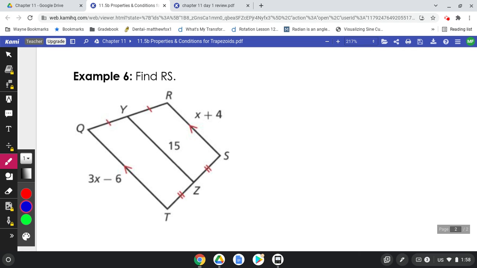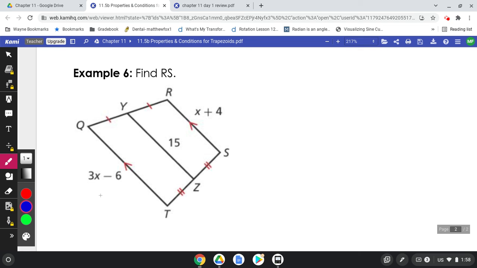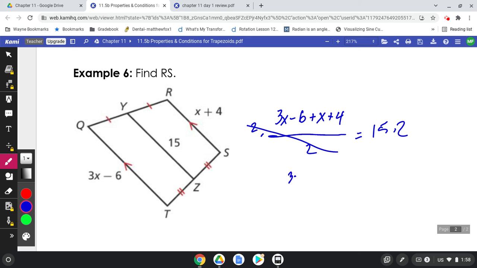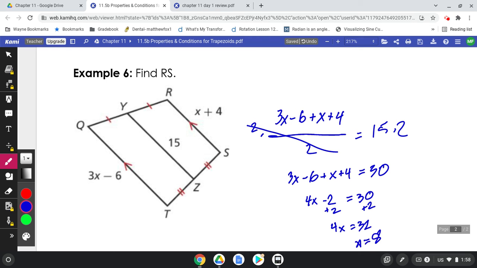Final example, RS. On this one, we know the top and the bottom, if we add them together and divide by 2, we'll get this mid-segment. So once again, we can multiply by 2. Okay, at this point, combine like terms. Add the 2. Divide by 4, and you'll get x equals 8.